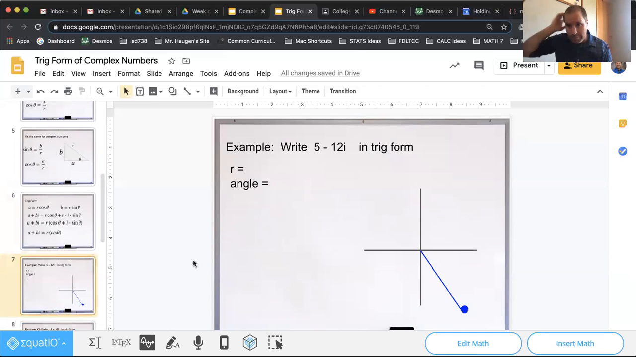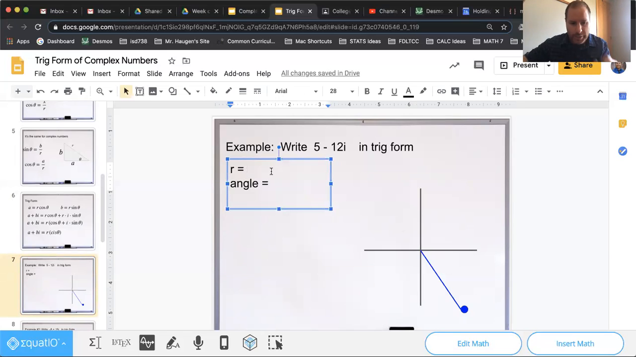So to show you a couple examples on how we could put things in trig form, this one, 5 minus 12i, I went ahead and made a quick sketch of that. Over 5, down 12, so I know where it's at. The r value wouldn't be too bad. That would just be the square root of 5 squared plus 12 squared, right? Which, when we work that all out, you can grab your calculator and type that in. I've done that a little bit ahead of time. The square root of 169 will end up being 13 there.